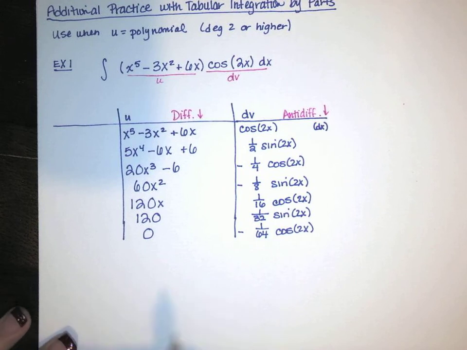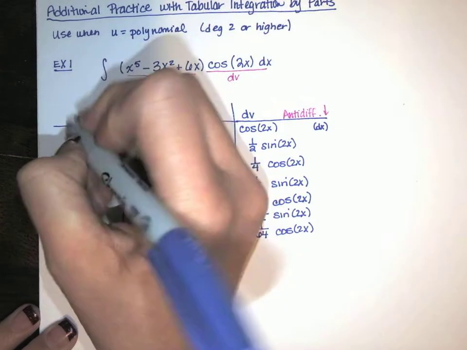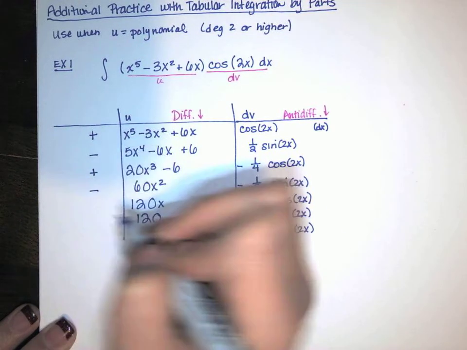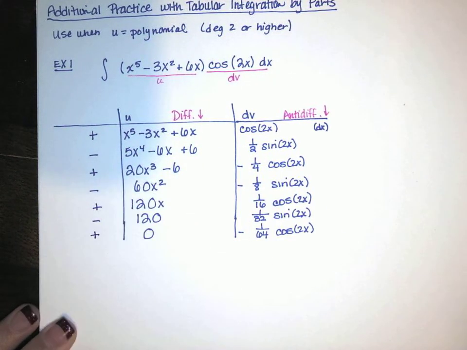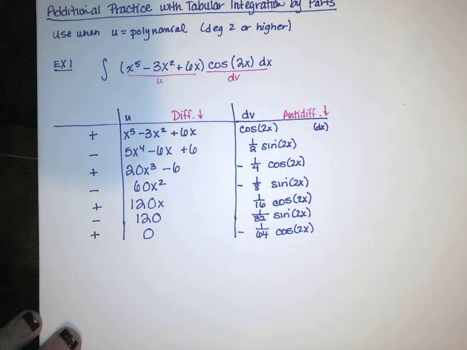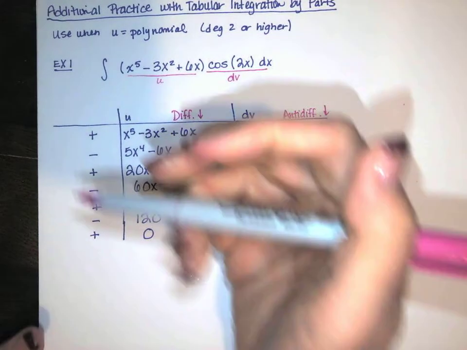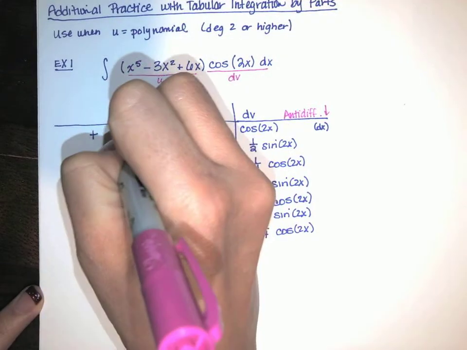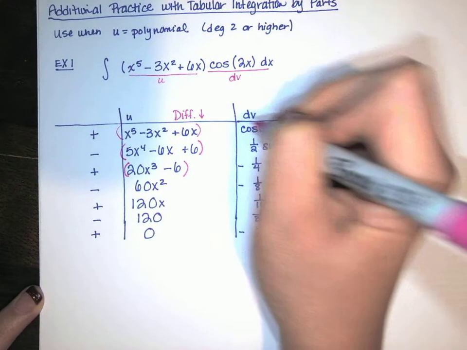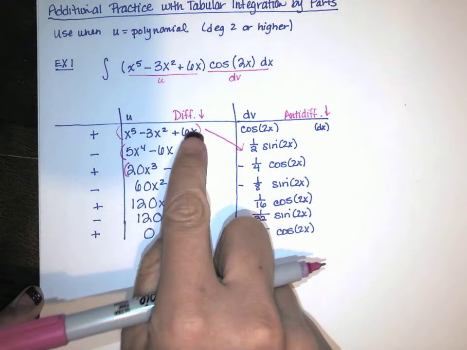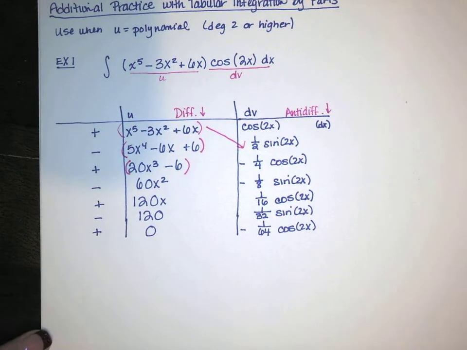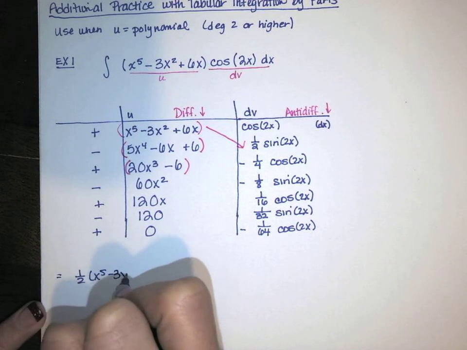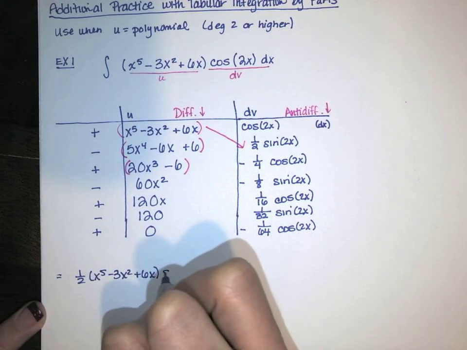Now, for the sign convention for tabular integration, remember we start with a positive number, then negative, positive, then negative, then positive, then negative, then positive. And you are multiplying across diagonals. Make sure if you've got multiple terms like we do here, you include parentheses as a grouping symbol. You want to multiply and then multiply by positive 1. So we get (1/2 x to the 5th minus 3x squared plus 6x) times sine of 2x.